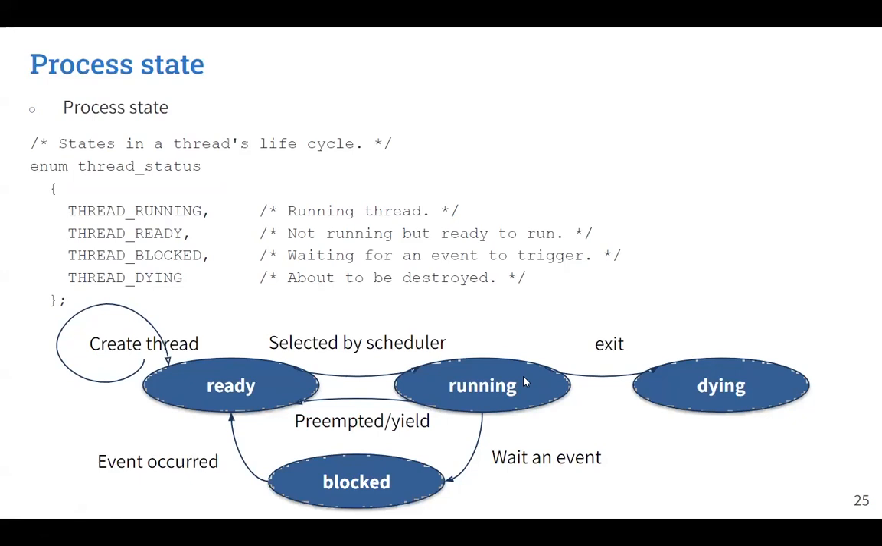And if it attempts to acquire a lock held by another thread, or if it uses a conditional variable to wait for another thread, it goes to the blocked state. And if that lock is released or it receives a signal through the conditional variable, it should go back to the ready state. And if it was running but it was preempted or it calls thread yield, it should go back to the ready state. So this is the life cycle of a process.